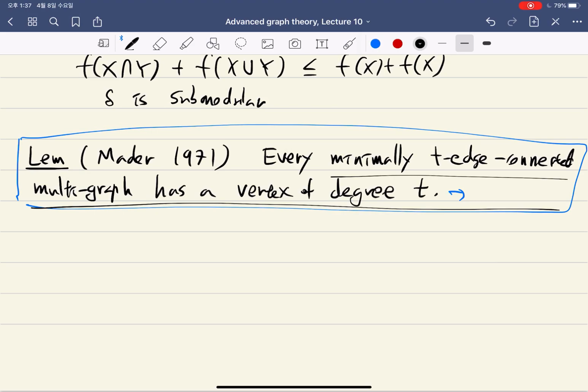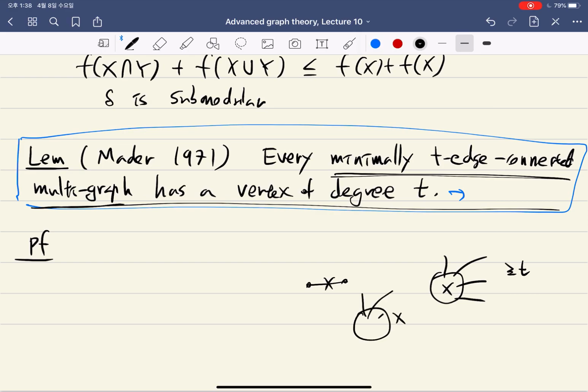So here, how do we prove this lemma? If a graph is minimally t-connected, that means once we delete an edge, then it is no longer t-connected, right? But what does it mean to be t-connected? T-connected means that for every vertex set X, the number of edges leaving it is at least t. But once you delete an edge, then it is no longer t-connected. That means there exists a set which exactly t edges are leaving. But once you delete xy, then it's no longer t-connected.